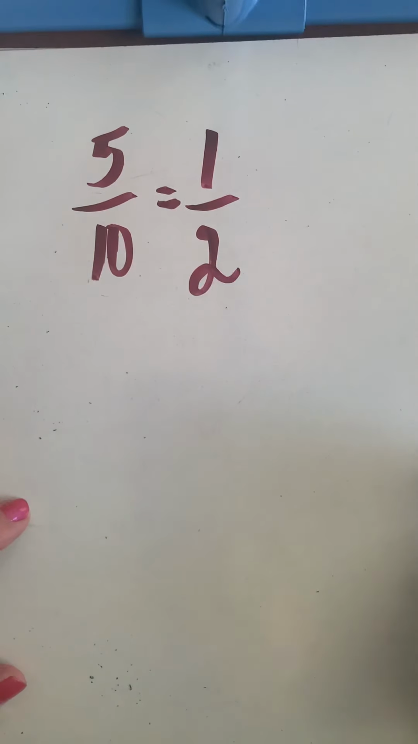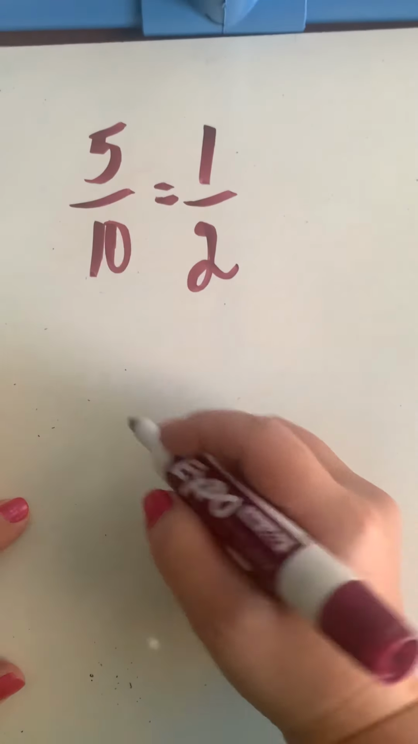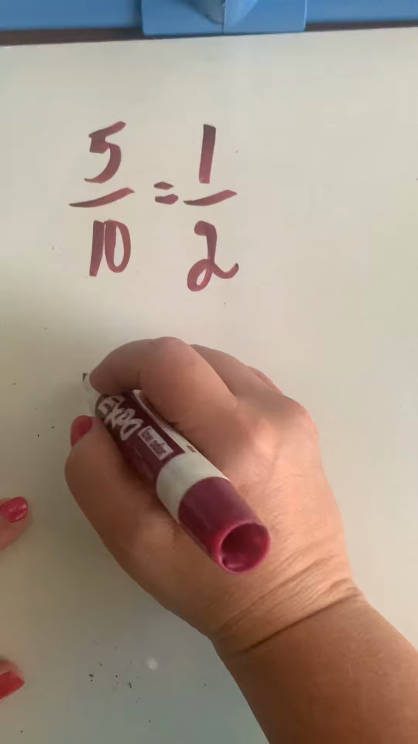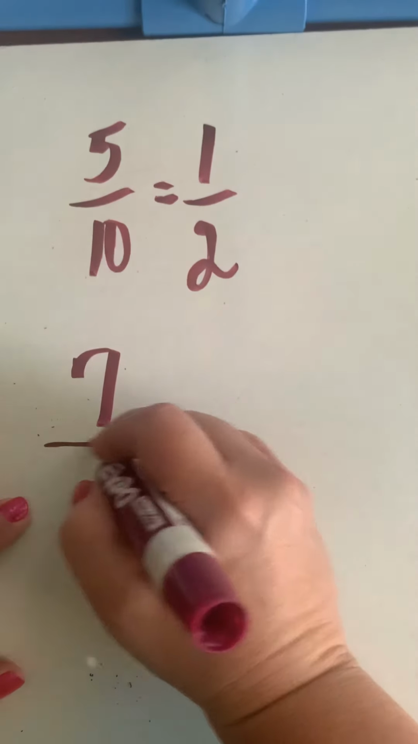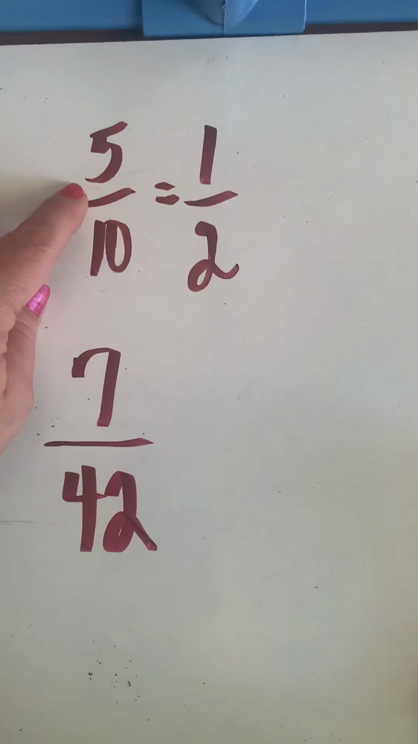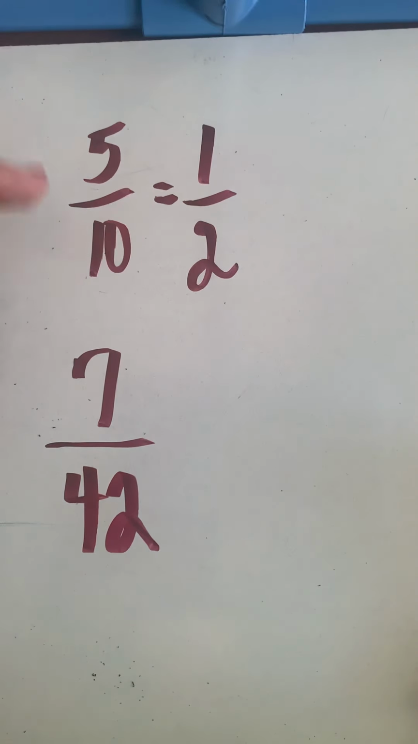But what about those fractions that we might not know what they're equal to? What if we have something like 7/42? That's not as easy as this one, because we know that 5 and 10 are neighbors, so we know they're a half. 5 times 1 is 5, 5 times 2 is 10, and that's a half.